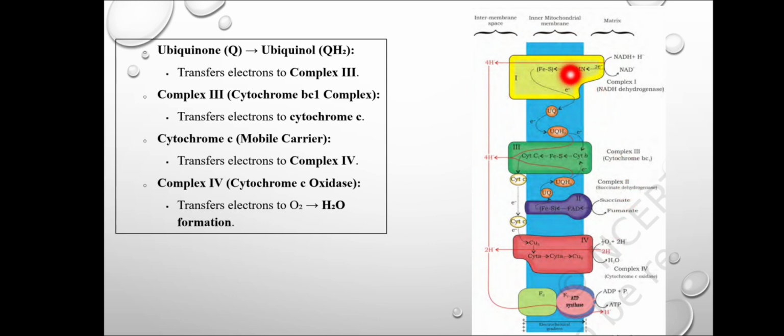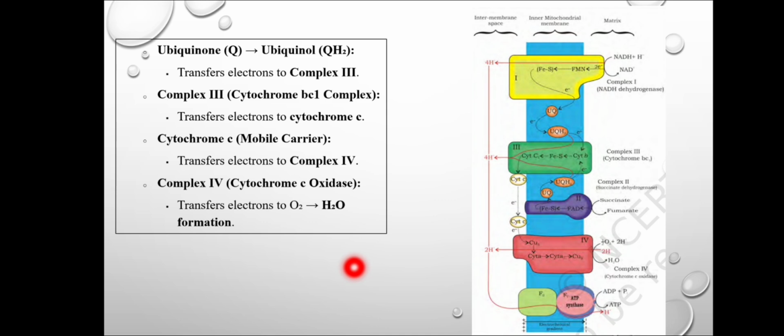Now if you see in complexes 1, 3 and 4, the H+ is going from the matrix to the intermembrane space, and it is accumulating in the intermembrane space. So the H+ concentration will be very high in the intermembrane space, and then this H+ will want to go back toward the matrix. Now this membrane is not permeable to the H+.